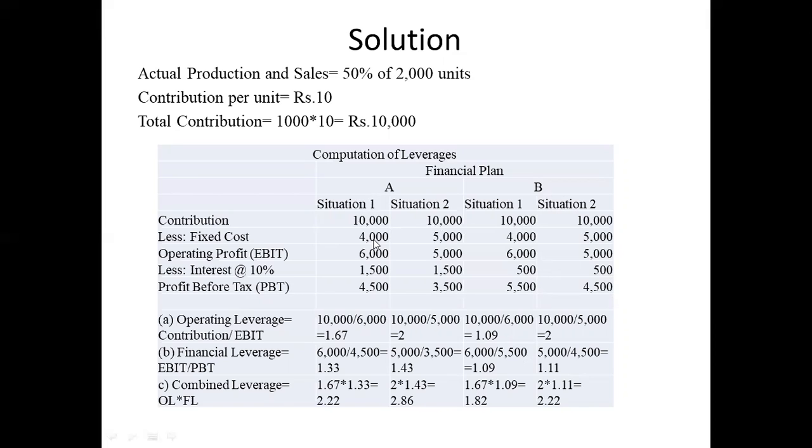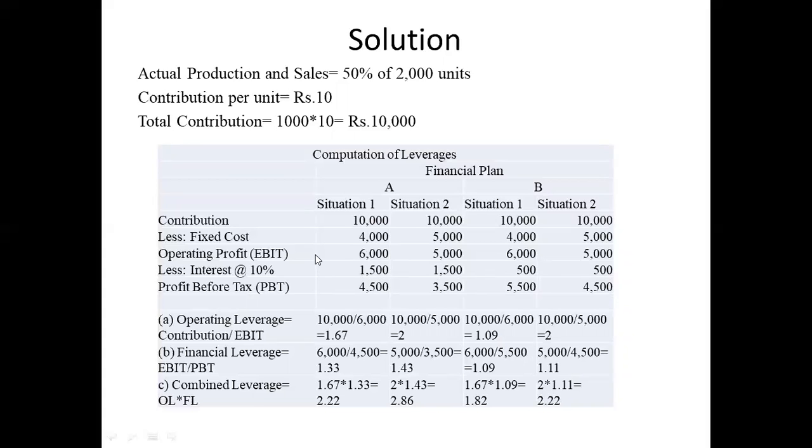In case of situation number 1, फिक्स्ड कॉस्ट हमें 4000 दी हुई है और situation 2 में फिक्स्ड कॉस्ट 5000 दी हुई है. ऑपरेटिंग प्रॉफिट आ गया, कंट्रीब्यूशन माइनस फिक्स्ड कॉस्ट, तो हमारे पास EBIT कितनी आ गई, 6000 और 5000. इंटरेस्ट, now in case of financial plan A हमारे पास 15,000 डिबेंचर्स थे, तो 10% of 15,000, interest on debentures 1500. And in case of financial plan B, debentures were only 5,000. So 10% of 5,000, 500 is the interest on debentures.